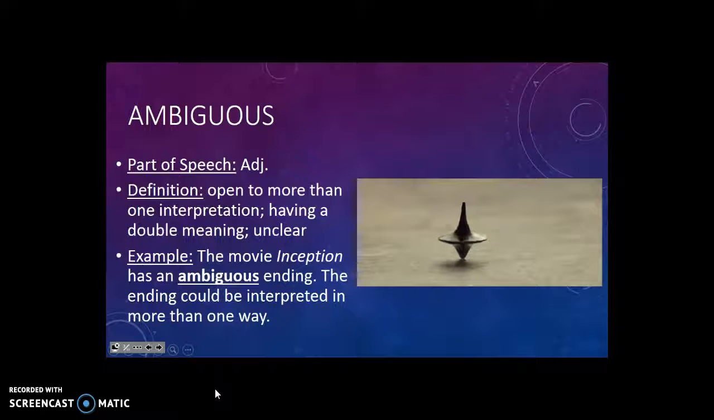Our next word is ambiguous. Ambiguous is an adjective. The definition is open to more than one interpretation, having a double meaning, unclear. So, for example, the movie Inception has an ambiguous ending. The ending could be interpreted in more than one way.